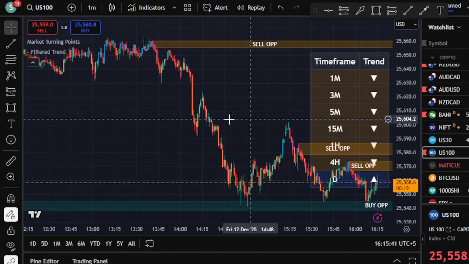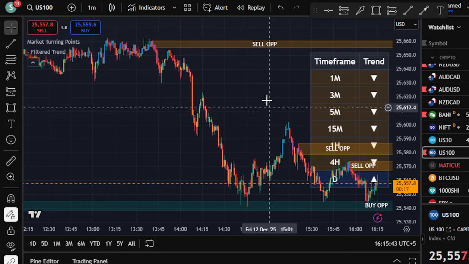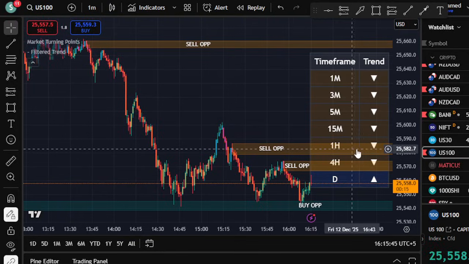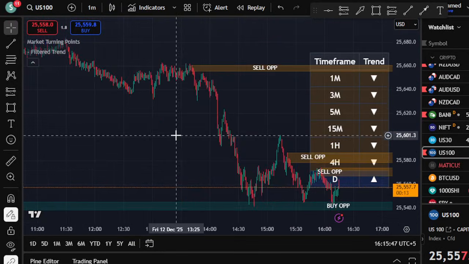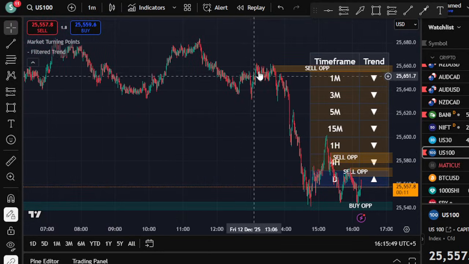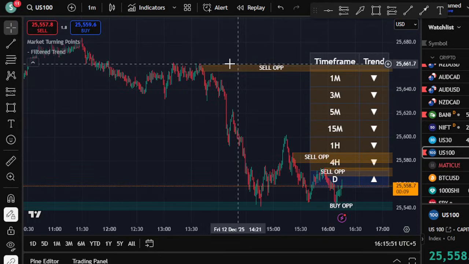Okay, so for example, look at this one. Right now this is defined because 4 hour was bearish and 1 hour was bearish and the trend was coming down. So this was the perfect time to enter into the sell position.